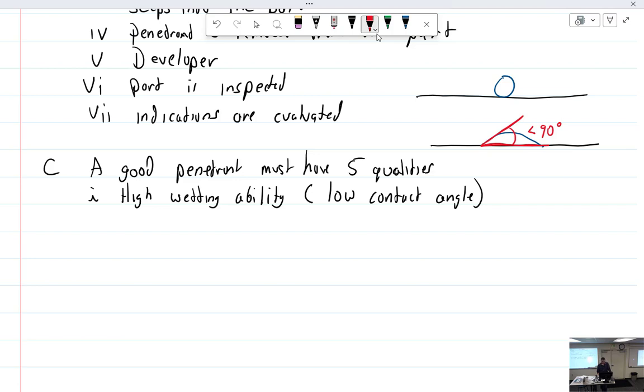Lower viscosity. We're going to get into viscosity. As opposed to this one, which would be measured more like this, which is greater than 90. This is bad. This is good.